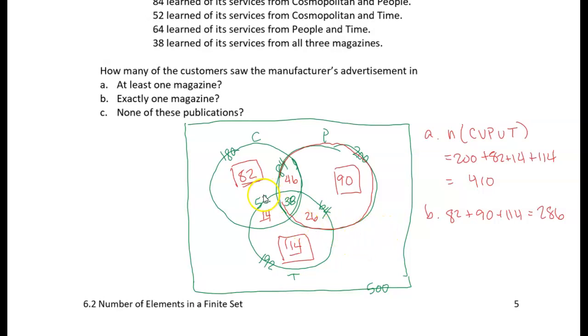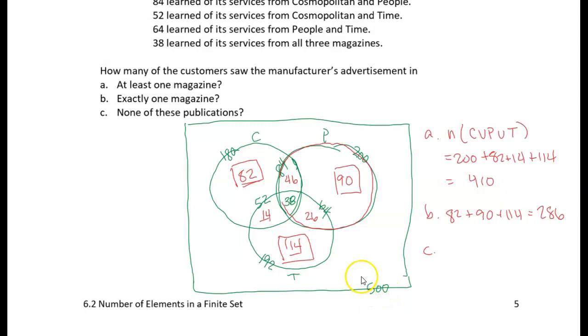Okay, either just Cosmopolitan, but not People or Time. Just People, but not the other two. Or just Time. Okay. All right, and then finally, how many people learned of the service from none of these advertisers? So what we're asking for there is the number outside the three circles.